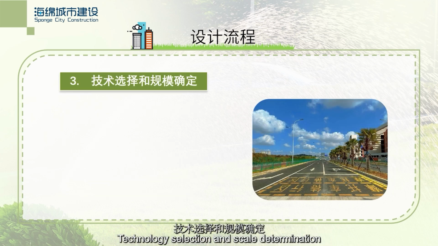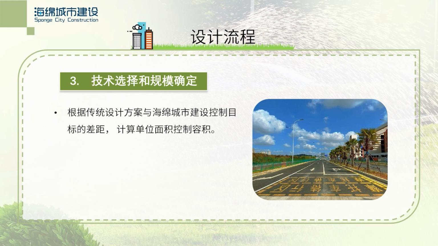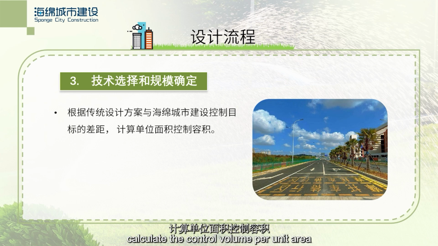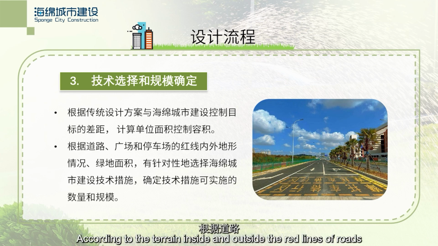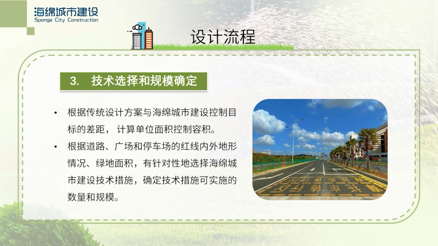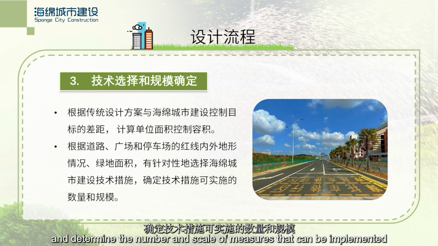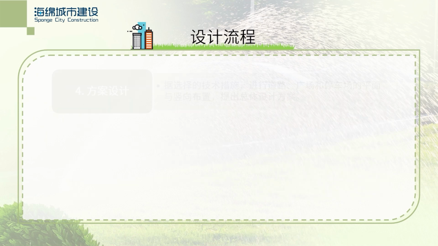Technology selection and scale determination based on the gap between the traditional design plan and Sponge City control targets. Calculate the control volume per unit area according to the terrain inside and outside the red lines of roads, squares, and parking lots, and the area of green spaces. Select appropriate Sponge City construction techniques and determine the number and scale of measures that can be implemented.